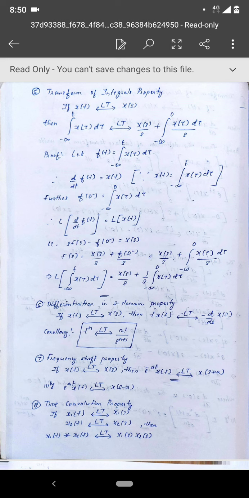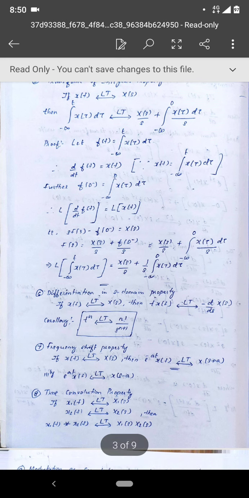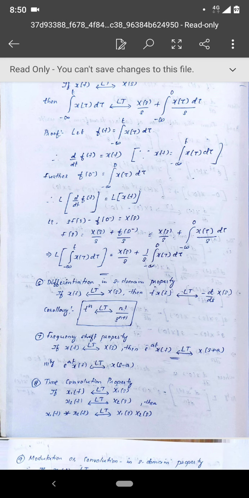If you find the Laplace transform, that will be X(s) by s plus integration from minus infinity to 0 of x(tau) d tau by s. So integration from minus infinity to 0 actually indicates the initial value, that is the value at t equal to 0. Now we move to the proof a little bit.